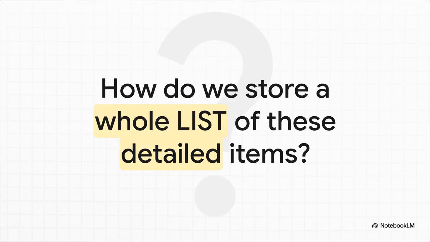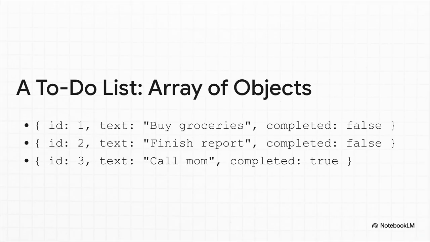But hold on a second. That's just one single task. What happens when you've got 10 tasks, 100? How in the world do you manage a whole list of these super detailed items? And the answer is so simple, it's brilliant. You create an array of objects.